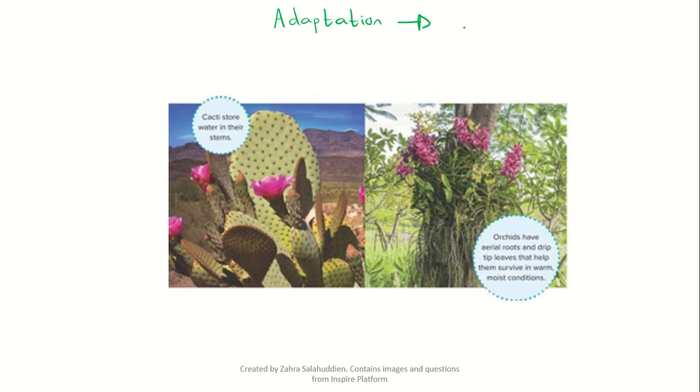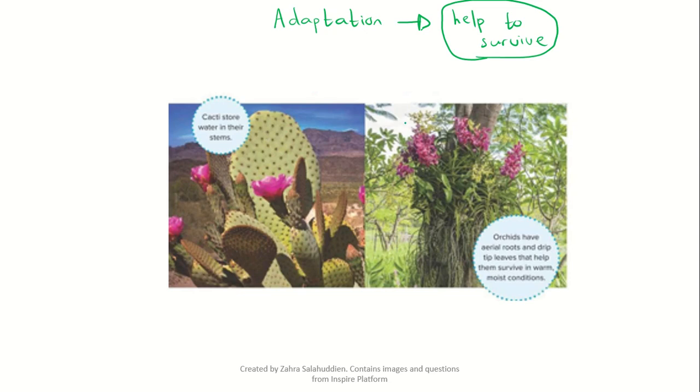Okay, so what is an adaptation? An adaptation is a physical trait. That means something on the body of the animal, or a behavior that helps the animal to survive. So anything on the body of the animal, or how the animal or the plant act to help them to survive. So I'm just going to put the main point. Adaptations help the living thing, the animal or the plant, to survive.